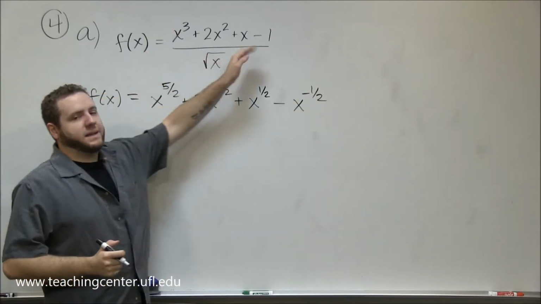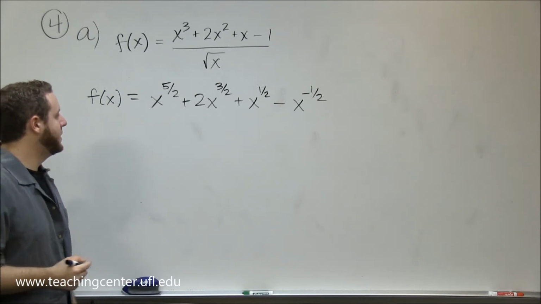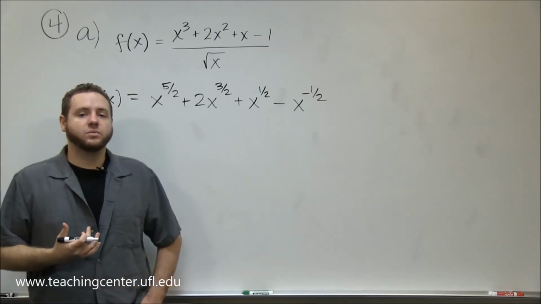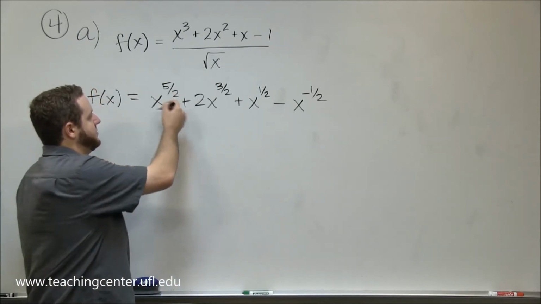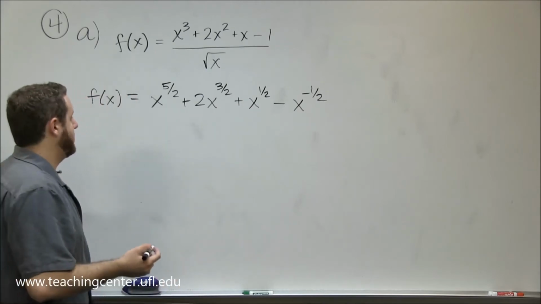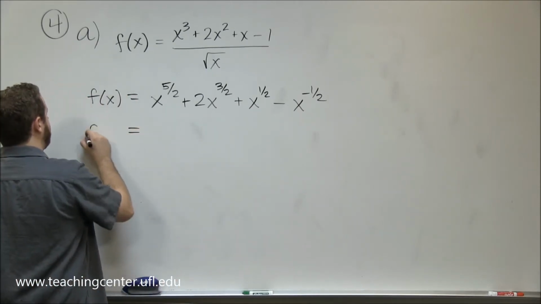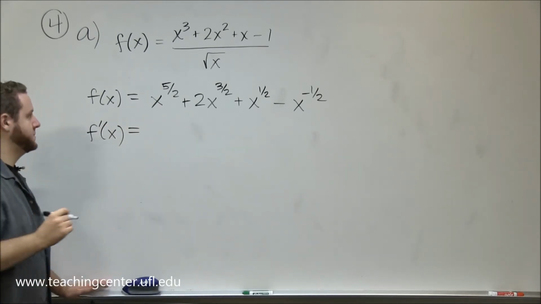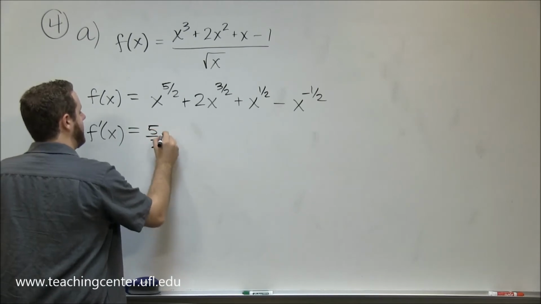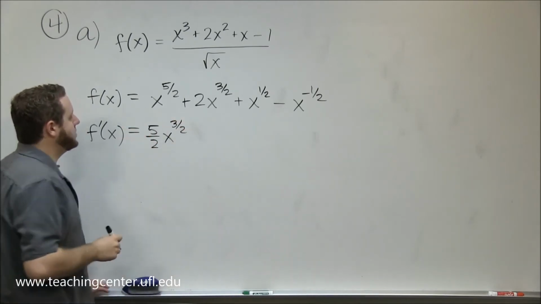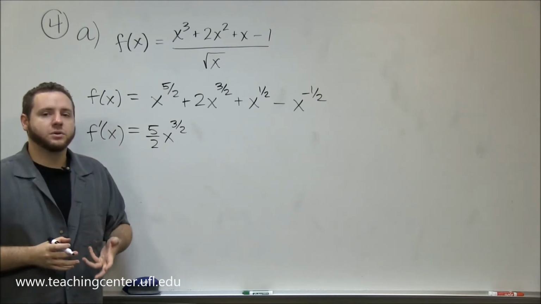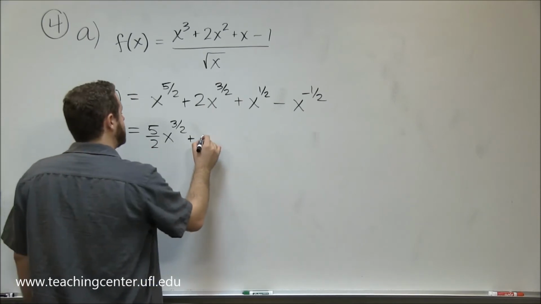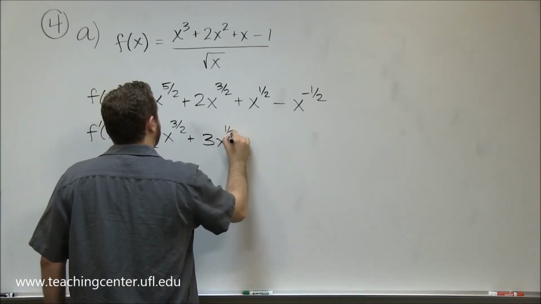So again, this was just dividing each term by x to the 1/2. And now we have 4 different terms, but now we don't have to use any more complicated rule. We can just use the power rule and differentiate each one of these by itself. So that's what we're going to do. So now f prime, our derivative, would just be using the power rule on each one of these. So we'd have 5/2 x to the 3/2. Remember, your power rule says bring the power in front and lower your exponent by 1. So here we would get 3/2 times 2, which would give us 3x to the 1/2.